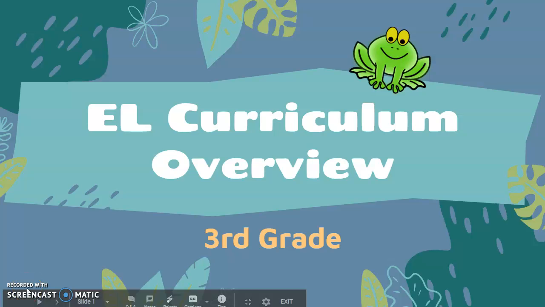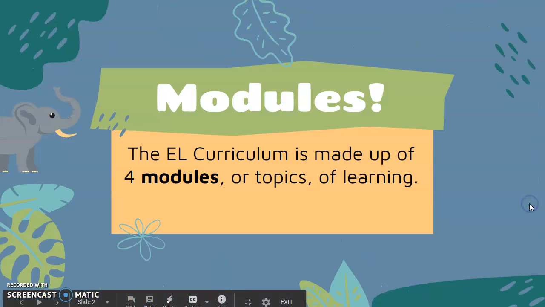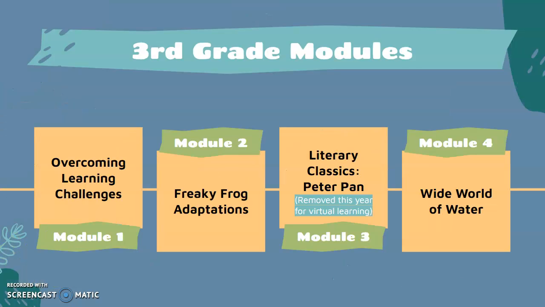To give you an overview of the EL curriculum for 3rd grade. So, important to know, the EL curriculum is made up of 4 modules or topics of learning. The 3rd grade modules are Module 1, Overcoming Learning Challenges, Module 2, Freaky Frog Adaptations, Module 3, Literary Classics, Peter Pan, which was removed this year for virtual learning specifically, but is typically the 3rd module, and then Module 4, The Wide World of Water.